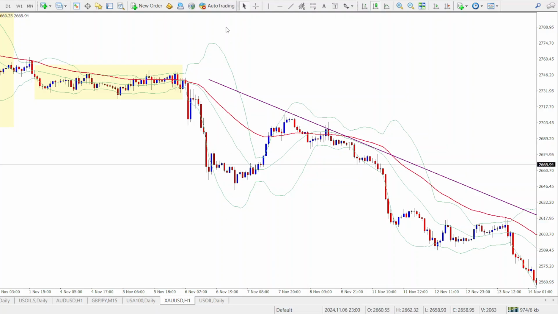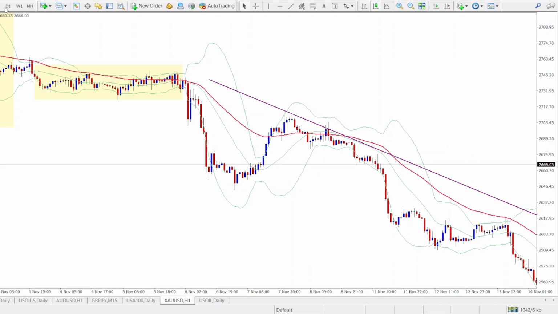Okay, so a breakout occurs when the price pushes beyond the upper or lower band. But be careful, breakouts can sometimes be false. So that's where confirmation from other indicators or price action becomes crucial. Now let us move on to volume indicators.